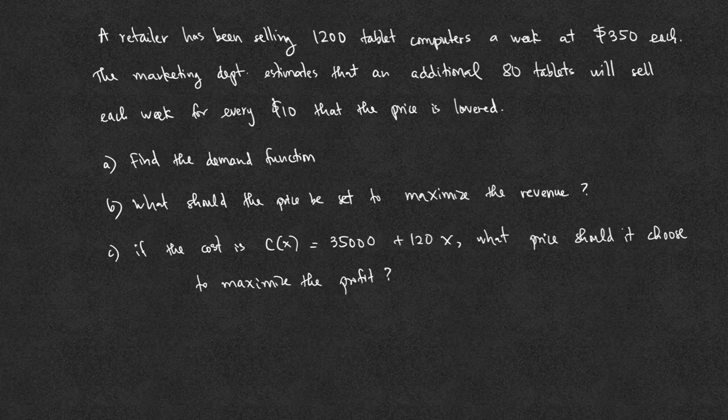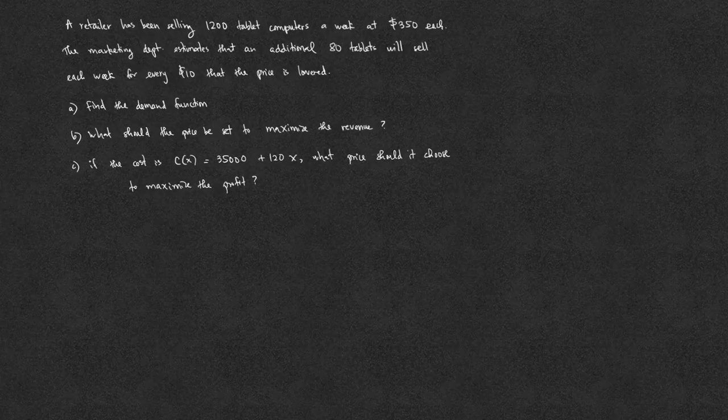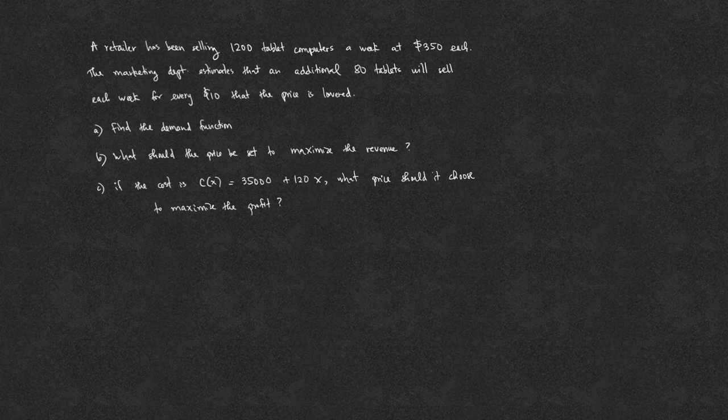C. If the cost is C of x equal 35,000 plus 120x, what price should it choose in order to maximize the profit? First, we find the demand function. We assume that the demand function is a linear function. It is the price function in terms of x. At the moment, 1,200 tablets are sold at the price of $350 each. If x is 1,200, p is 350.